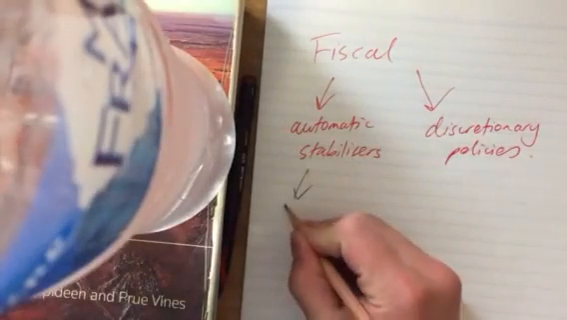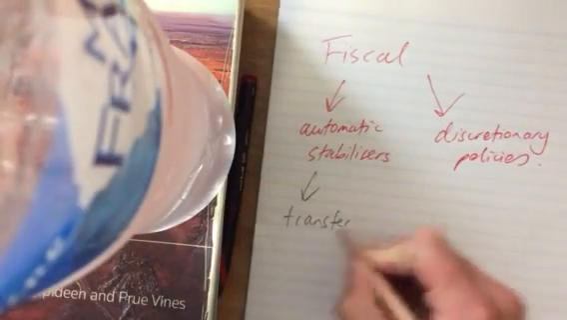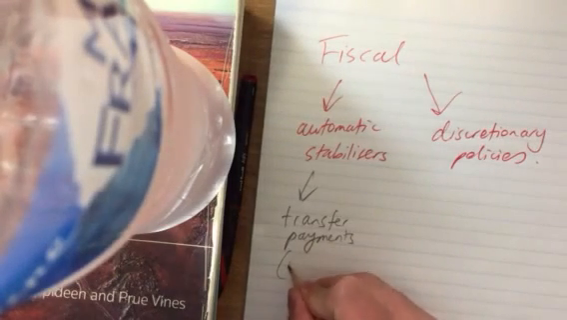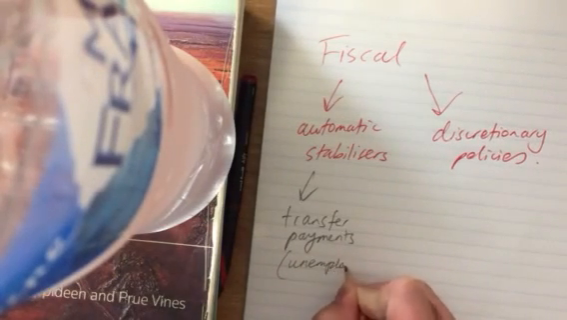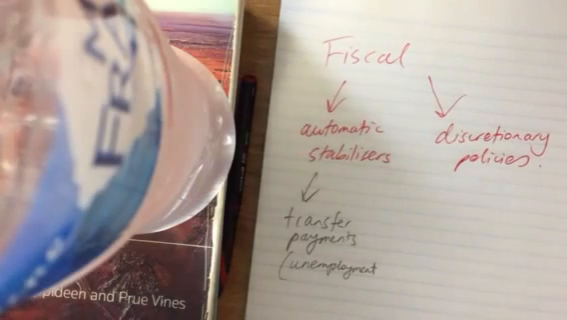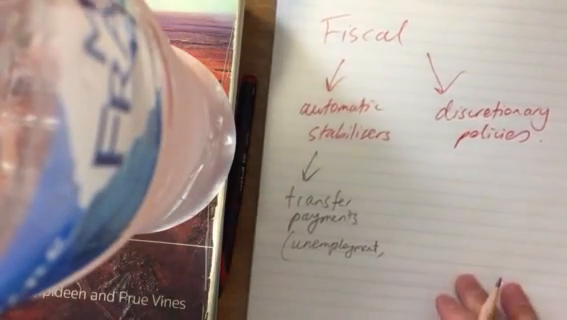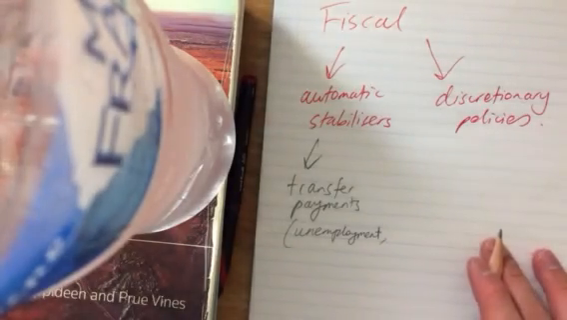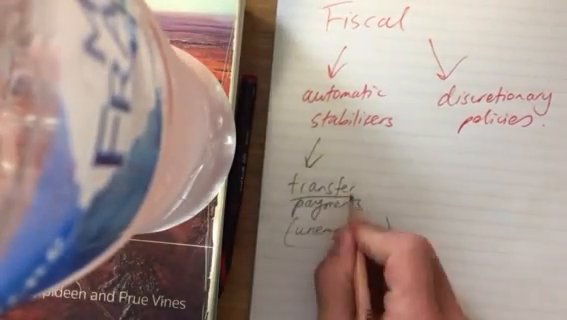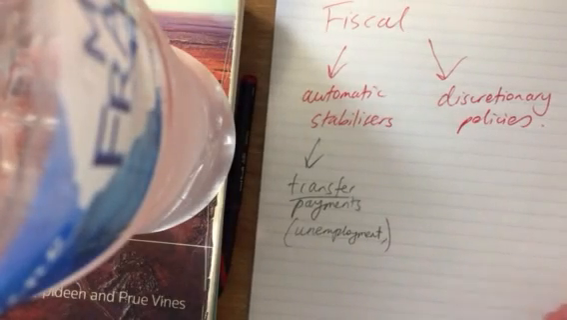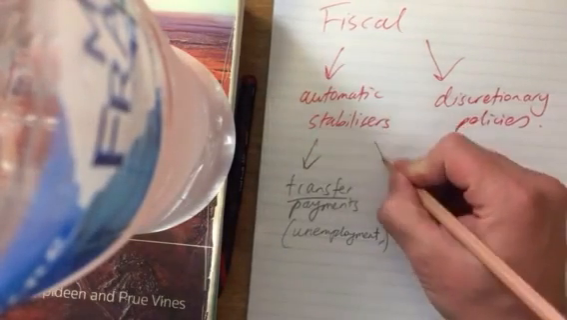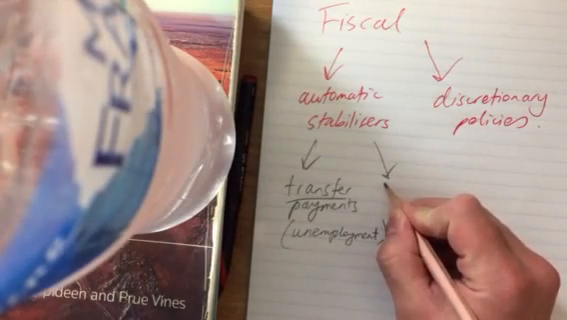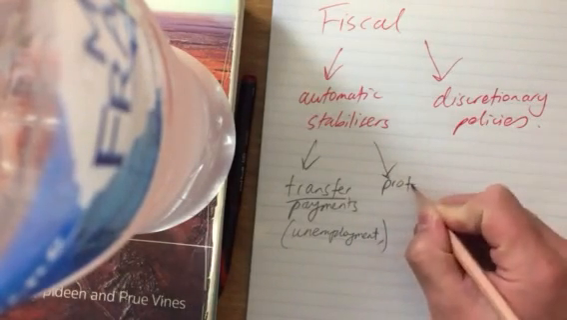You have the transfer payments. So this might be an unemployment benefit. Could be anything that redistributes income from one person to another. So that's why it's called transfer. So it's a transfer of income. Automatic stabilizers, so you have transfer payments and you have the progressive tax system.